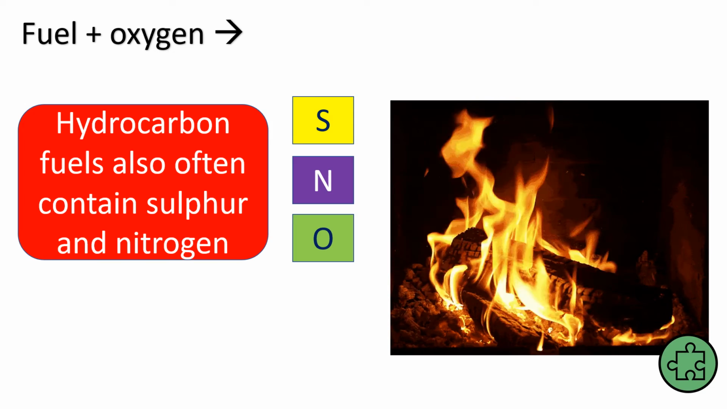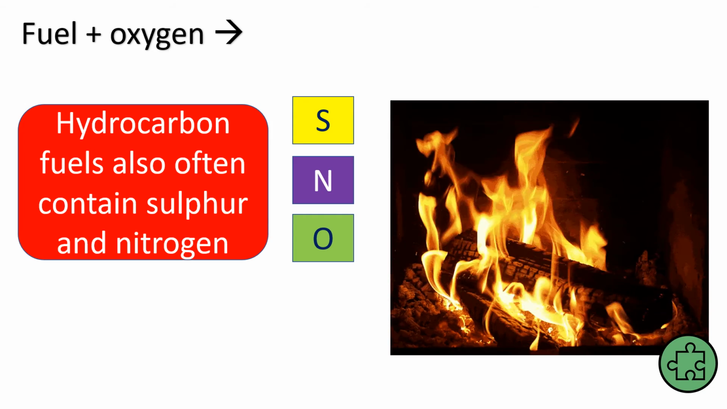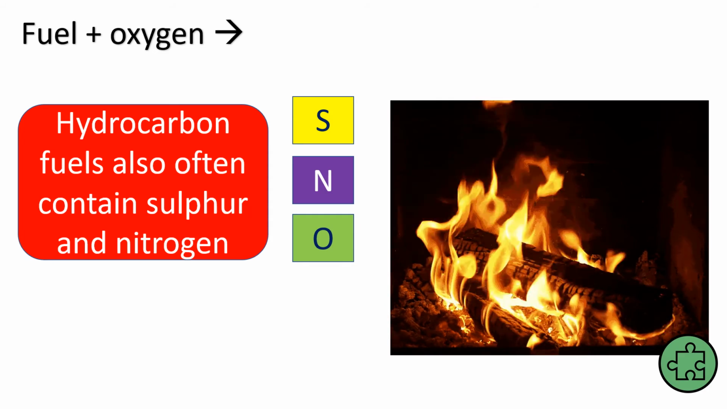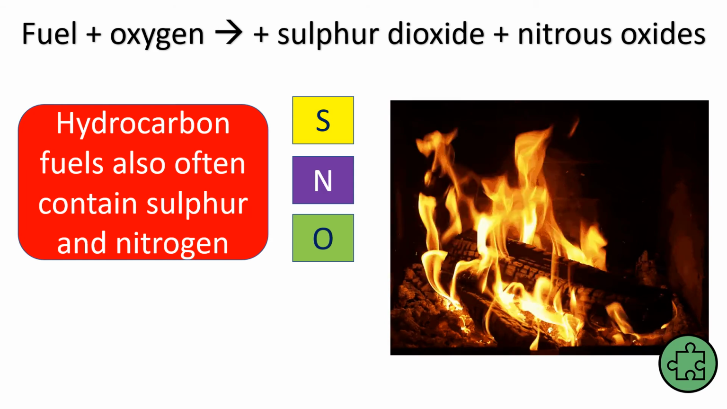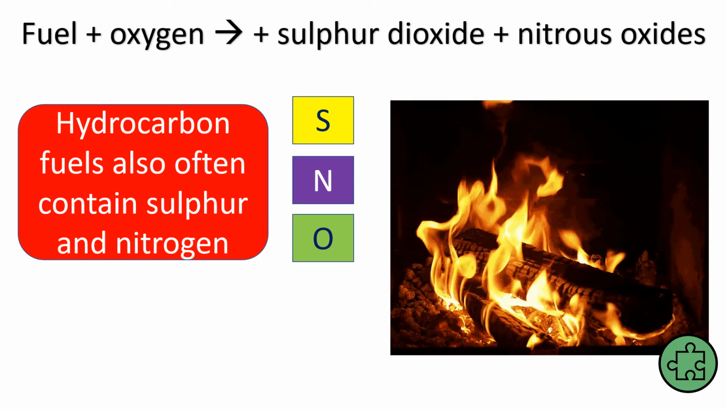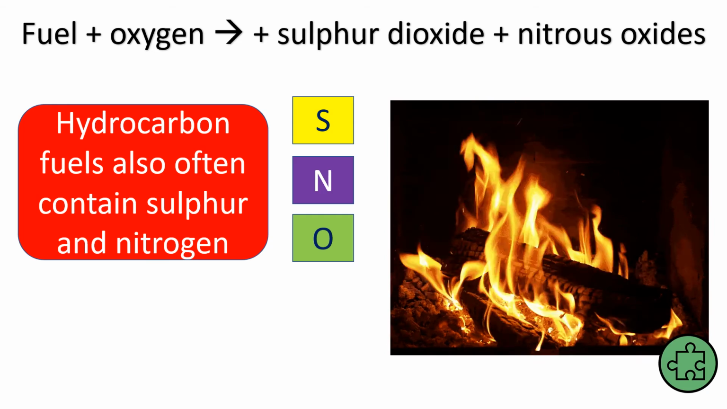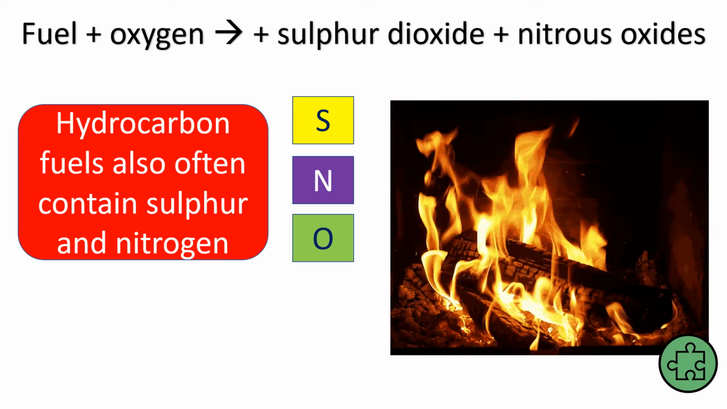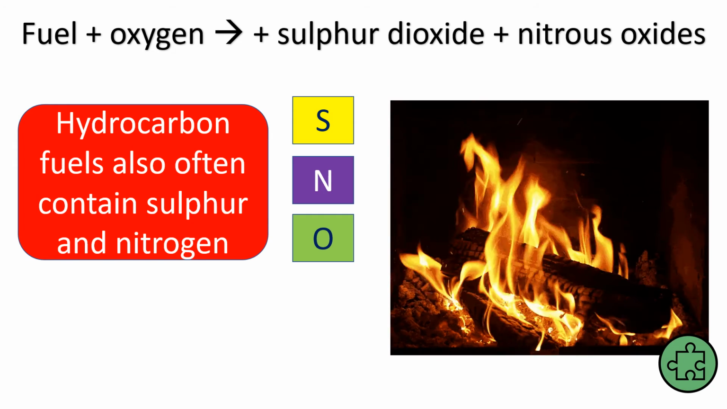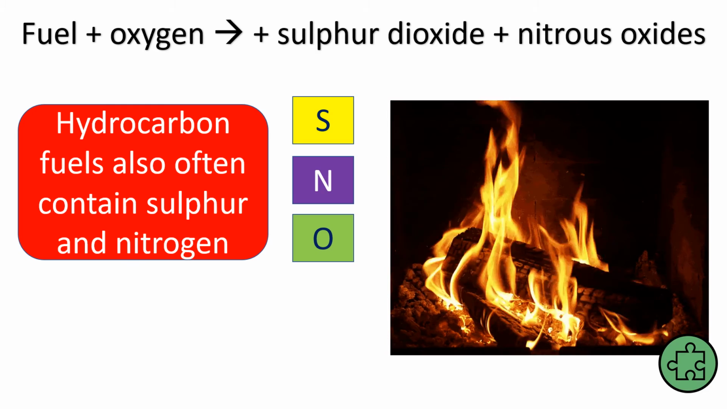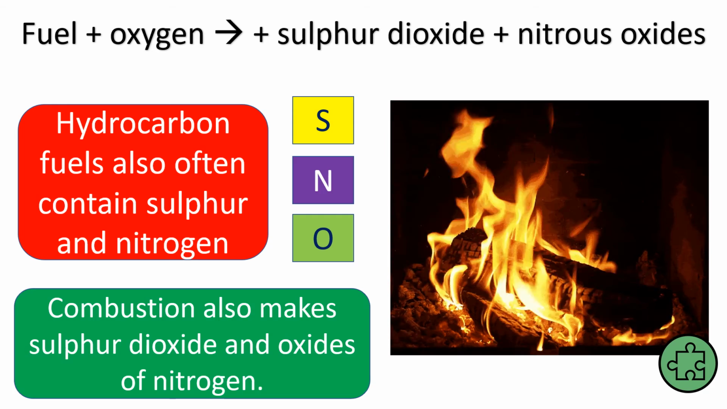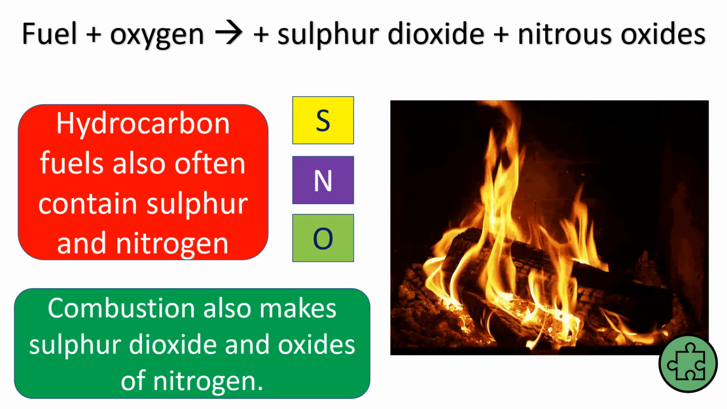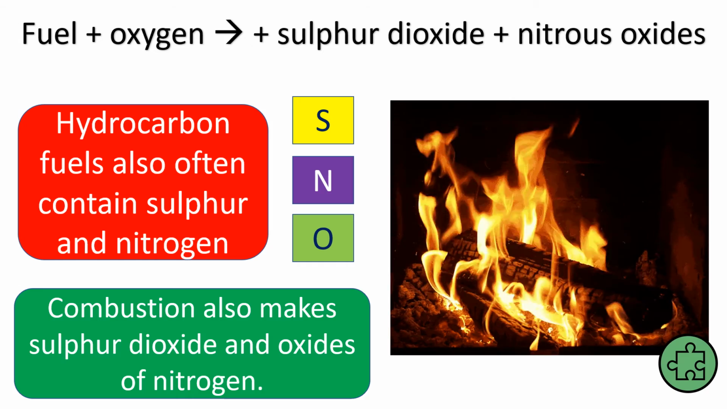So what else are we going to make alongside the carbon dioxide and the water? Well, sulfur and oxygen would make sulfur dioxide, and the nitrogen and the oxygen would make nitrous oxides. The reason it's oxides is because it might be NO, it might be NO2, it might even be NO3. So there's a variety of nitrous oxides it can make, and why and wherefore is beyond GCSE, but that's why we call it nitrous oxides, because there's many types. So combustion of a fuel will also make sulfur dioxide and oxides of nitrogen.